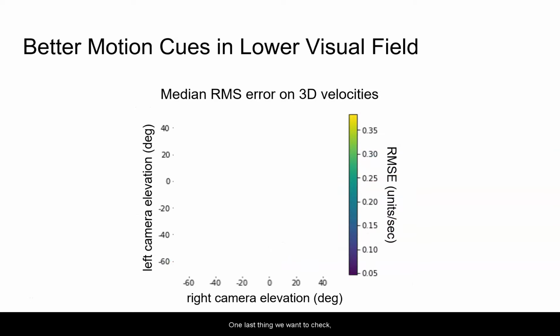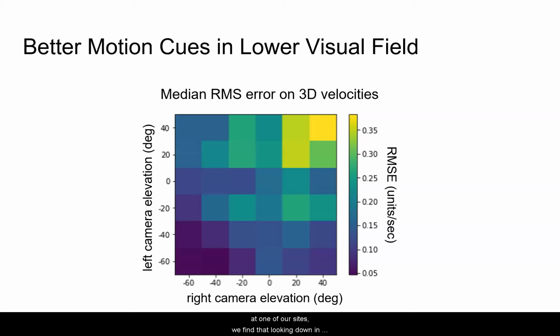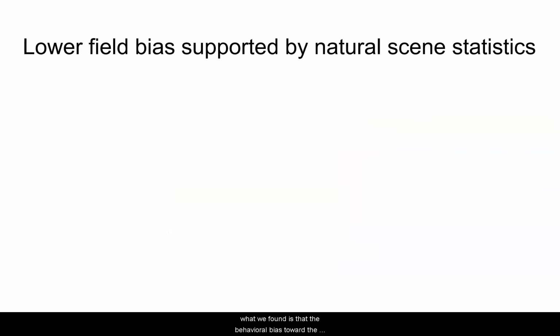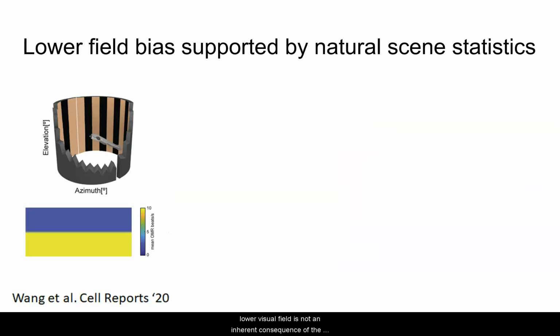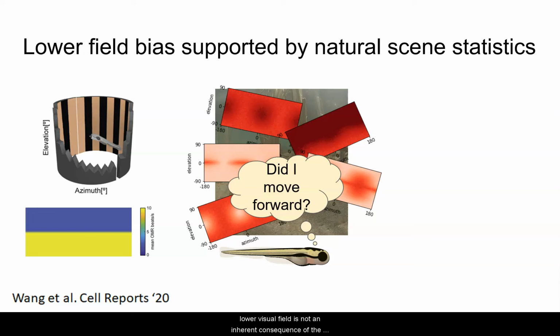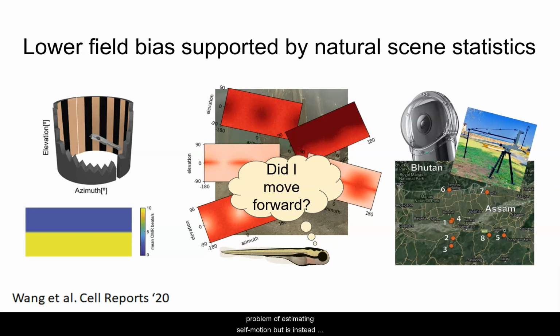One last thing we want to check is that those matched elevation binocular pairs are only a small subset of the possible flow patch pairs. Perhaps there is an advantage to looking down in one eye and at the equator in the other. But when we consider these mixed patch pairs at one of our sites, we find that looking down in both eyes is advantageous. So to summarize, what we found is that the behavioral bias toward the lower visual field is not an inherent consequence of the problem of estimating self-motion, but is instead dependent on and supported by the natural scene statistics of the native environment of these animals.